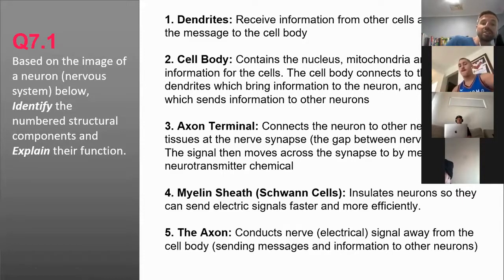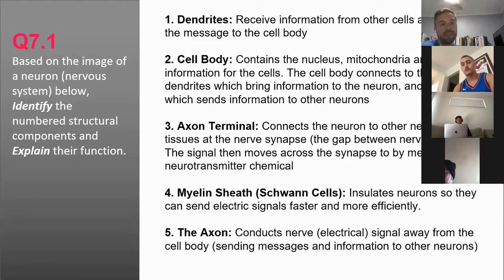Number 2, guys, is the cell body. That contains basically the nucleus, the energy, and all the information for the cells. So that's number 2, which is called the cell body. If I'm moving too quick, guys, just pop off mute and let me know. This one's probably the least interesting slide out of all of them.